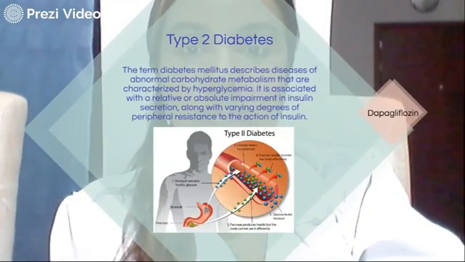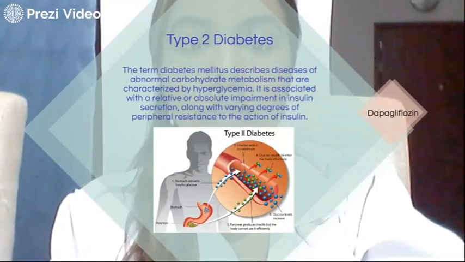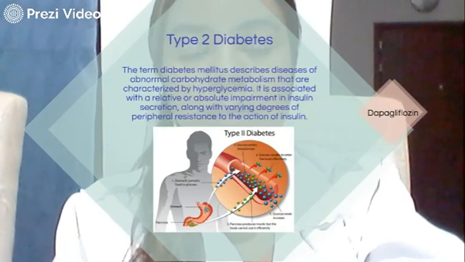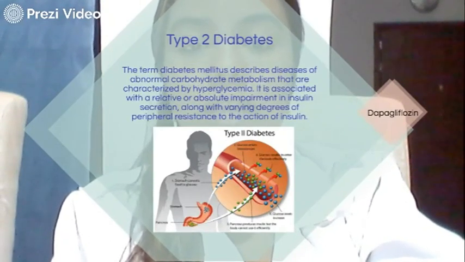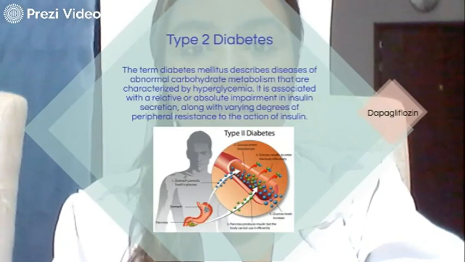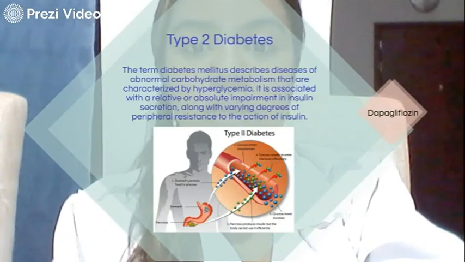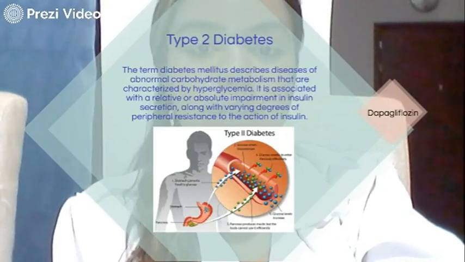Type 2 diabetes. The term diabetes mellitus describes diseases of abnormal carbohydrate metabolism that are characterized by hyperglycemia. It is associated with a relative or absolute impairment in insulin secretion, along with varying degrees of peripheral resistance to the action of insulin.